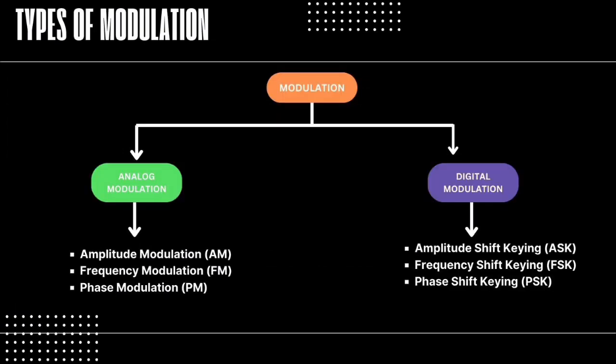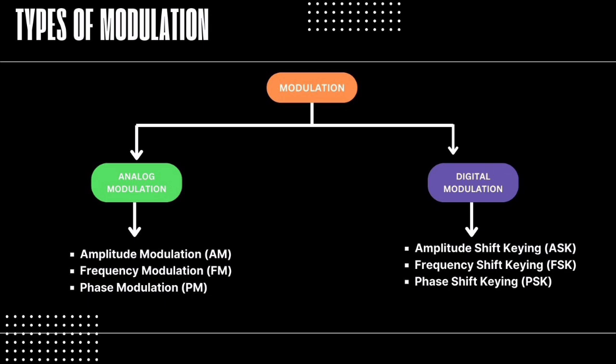Modulation can be broadly categorized into two parts: analog modulation and digital modulation. In this presentation, we will focus more on analog modulation rather than digital modulation. Analog modulation is further categorized into amplitude modulation, frequency modulation, and phase modulation.